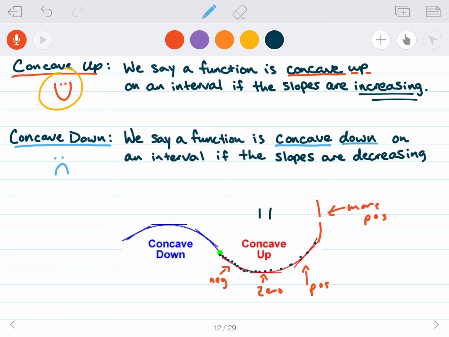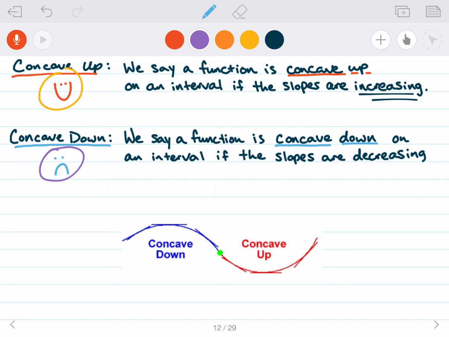And an even less formal way of thinking about it is if we have a smiley face. Sorry, that's the way I think about it, the smiley face and the frowny face. Okay, so concave down is basically the opposite. We have a frowny face, not good.